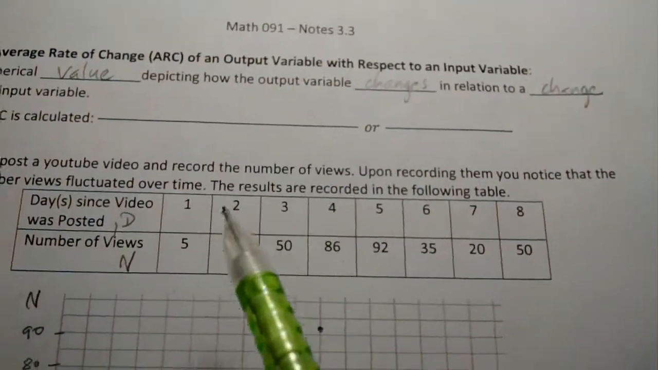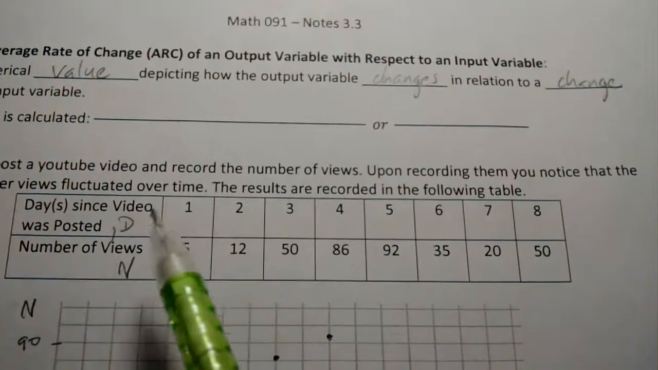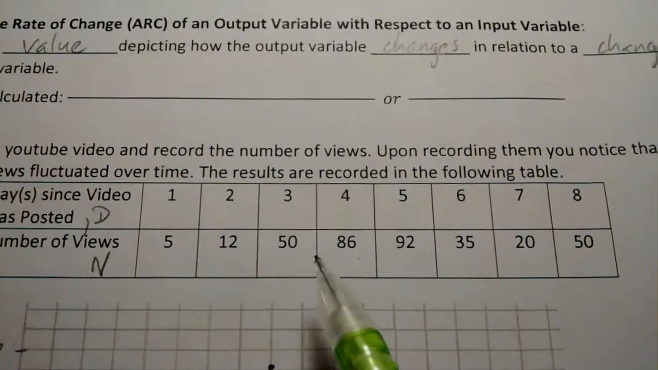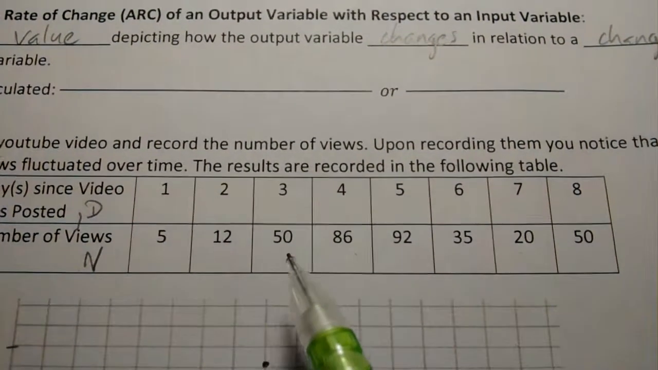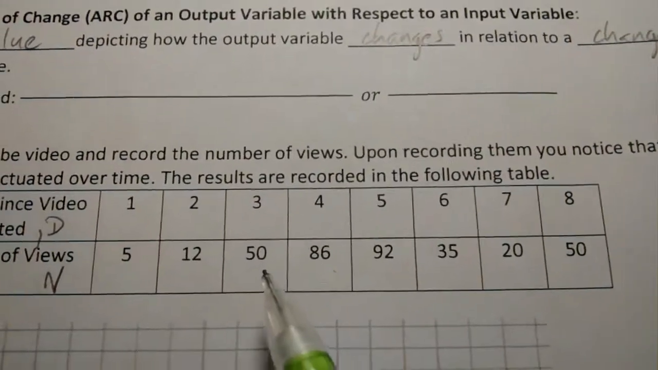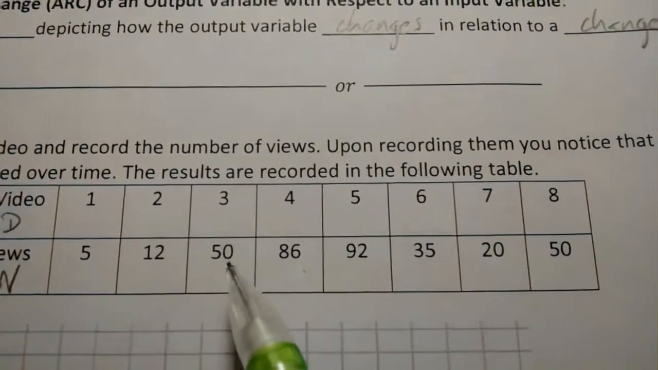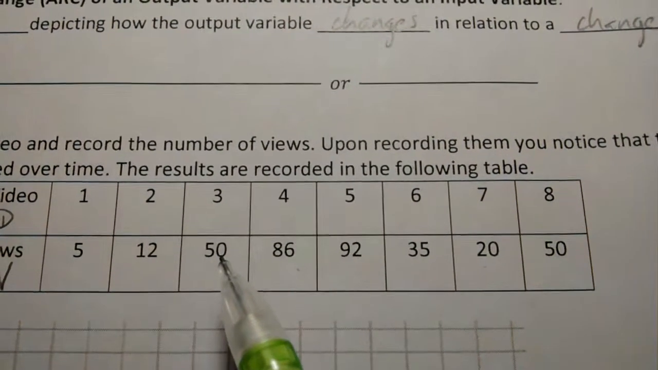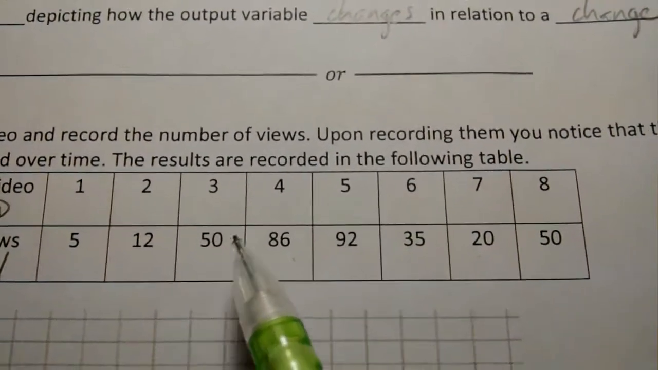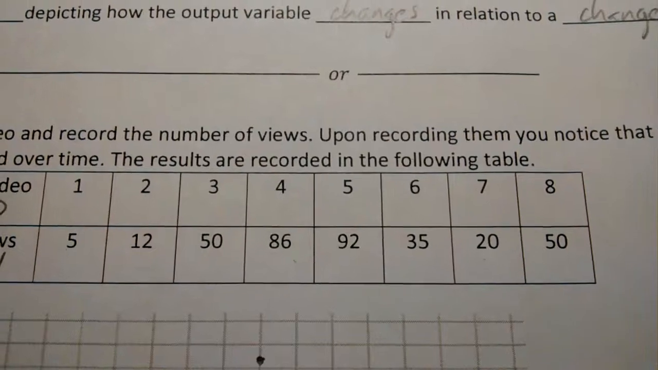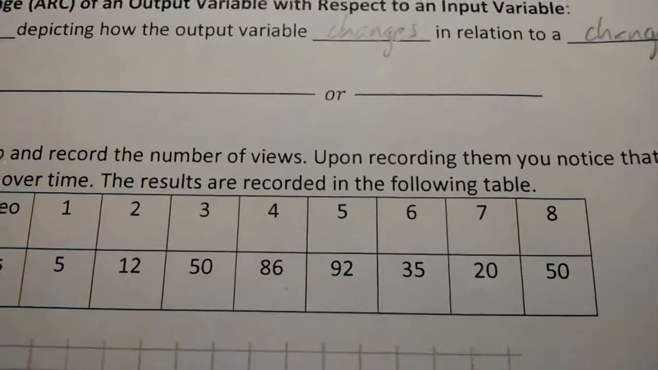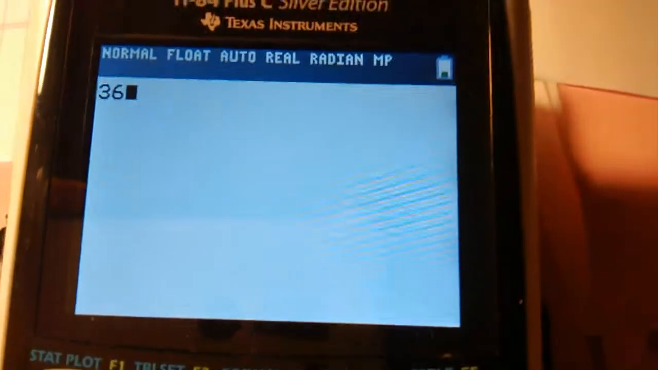So what we're going to look at is how did these, the number of views, change from here to here. And so we're going to take an average of changes, not an average of views, but an average of changes. So let's take them one by one. From day 3 here to day 4, how did the number of views change? How would you say it changed? From 50 to 36. So hopefully you're thinking an increase of 36, and we'll denote that by a positive 36. So there is one change.